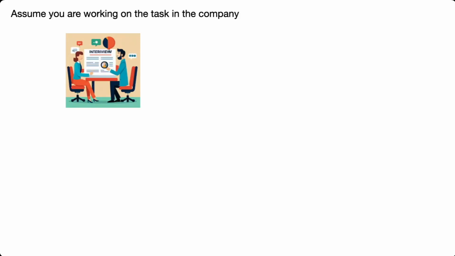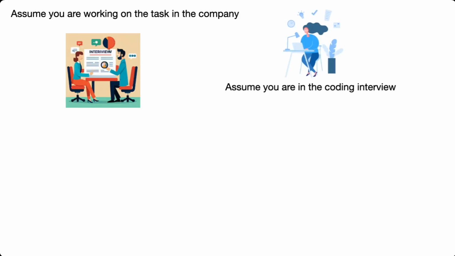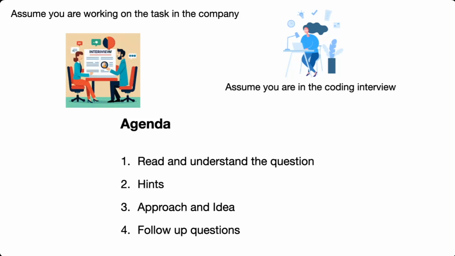We can assume you are working on the task in the company. Basically, you have the story, you need to deliver this story as soon as possible, or you can assume you are in the coding interview. So follow this agenda. Firstly, you need to read and understand the question. And then there are some hints, so you can come up with the hints from yourself, or maybe your teammate can provide some hint to you, or from the interviewer if you are the candidate doing the interview at the moment.